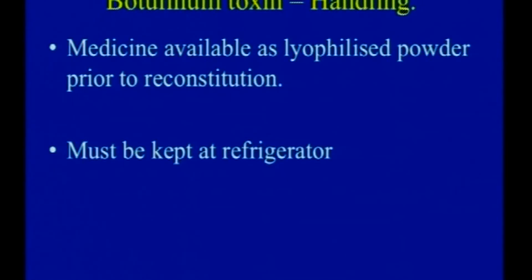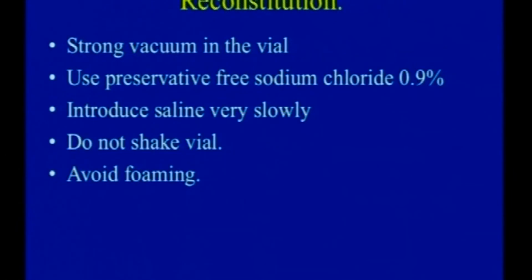So how do we handle this toxin? The medicine is available as lyophilized powder. It has to be kept in refrigeration. Basically the steps are simple. There is a strong vacuum in the vial. We use preservative-free sodium chloride 0.9% as diluent. The introduction of the saline has to be very slow and the vial should not be shaken. And foaming has to be avoided because it denatures the protein.